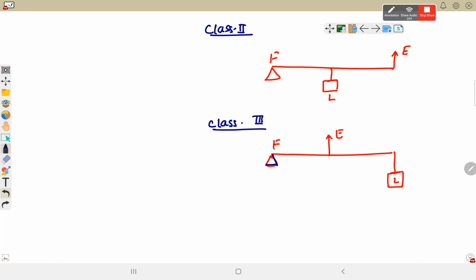Fine. So in any case, the distance between load and fulcrum is called the load arm, and the distance between effort and fulcrum is called the effort arm.